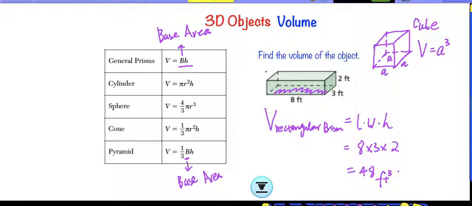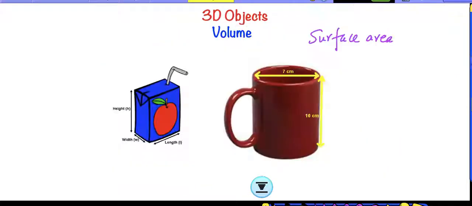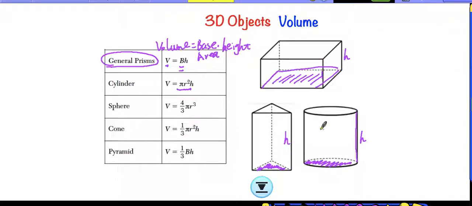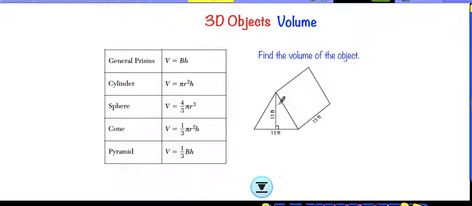So next, we are going to explore something different. For this one, we still have the formula here, and this time we are talking about the triangular prism. If we go back, remember before we had this example here. As we know, this is a triangular prism. So we're still going to do base area times height.